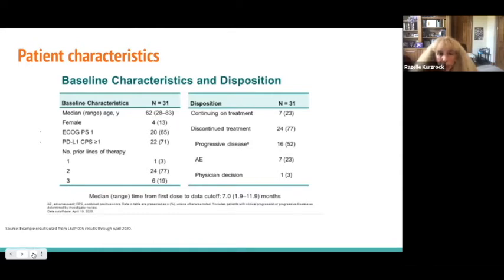And then at the bottom, they tell you how much time has gone by until they cut off the data. And that's 7 months with a range of 1.9 to 11.9 months. So that tells me it's not that long a period of time till they cut off the data. So there may be a lot of missing data points. It's still pretty early in this study.